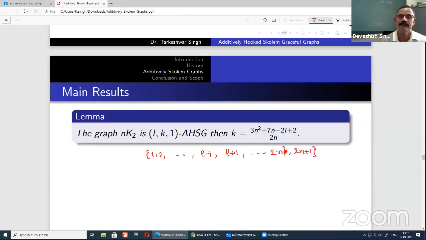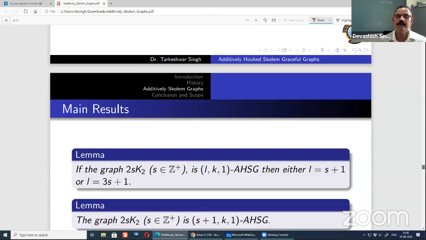And then we can find that easily: if you take all the ordered pair sums in the same manner, you are going to get this condition, and this must be an integer. This is a necessary condition, and we are able to obtain it.